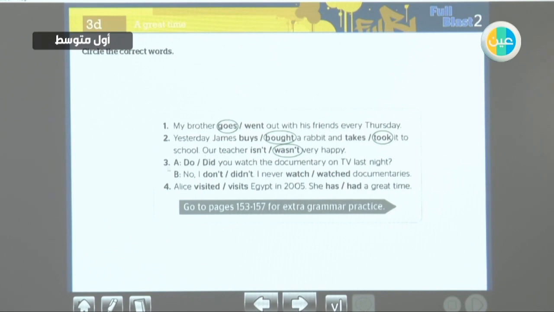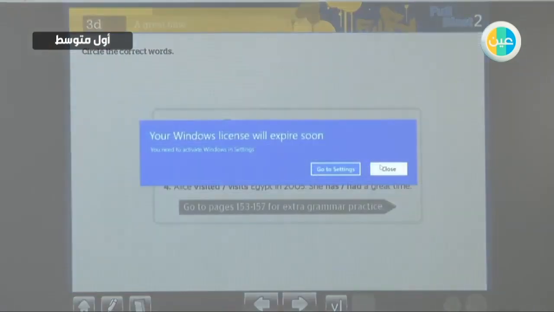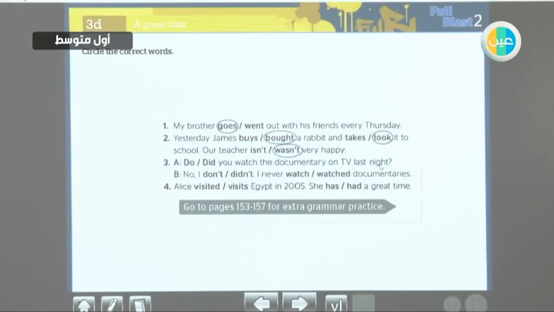Sentence 3. This is a question. Do you see the question mark? So, do you watch the documentary on TV last night? Look, last night. So it means in the past, it happened last night. So do or did, which of these helping verbs shows the past tense? Do you, or did you? Very good. Did you watch the documentary on TV last night?